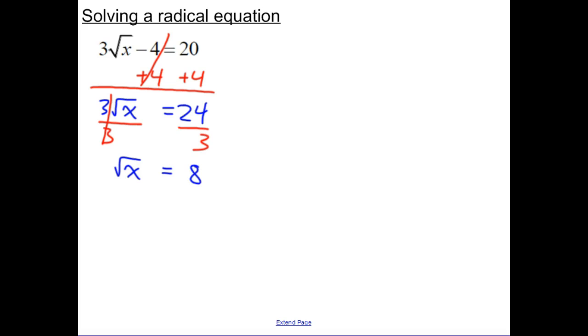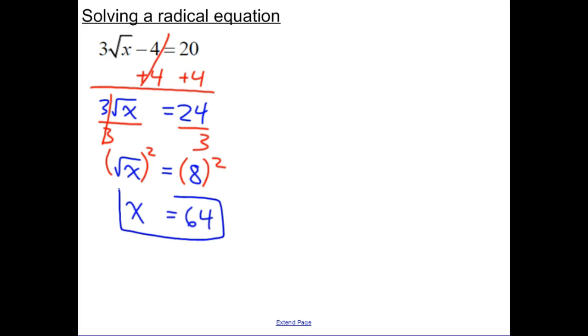Now that I have the square root of x all by itself on one side, now I can square both sides safely. Squaring is the opposite of taking the square root, so what that does is it gives me back my original x. Squaring undoes the square root, so the square root symbol goes away. And 8 squared is 64. And that is my candidate answer.